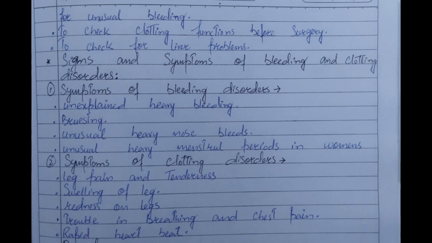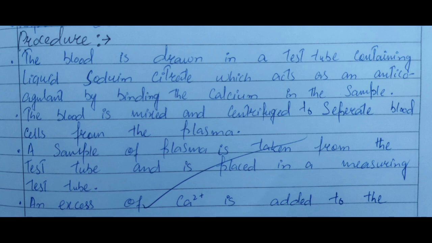Symptoms of bleeding disorders: unexplained heavy bleeding, bruising, unusual heavy nose bleeding, unusual heavy menstrual periods in a woman. Symptoms of clotting disorders: leg pain and tenderness, swelling of leg, redness on legs, or trouble in breathing and chest pain, rapid heartbeat. Now procedure.